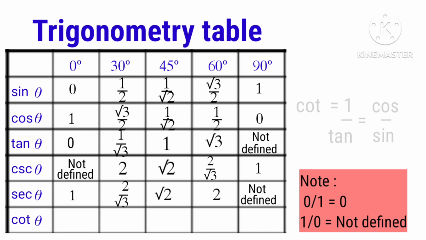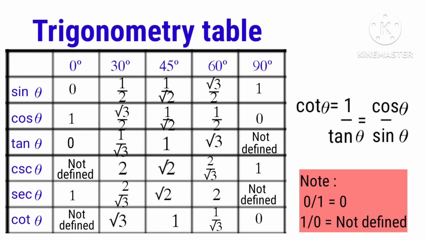Next, if we see for cot theta, we have two formulas for cot theta. One is the reciprocal of tan theta. That is cot theta is equal to 1 divided by tan theta, or cot theta can also be written as cos theta divided by sin theta. So cot 0 degree is not defined. Cot 30 degree is square root of 3. Cot 45 degree is 1. Cot 60 degree is 1 divided by square root of 3. Cot 90 degree is 0.